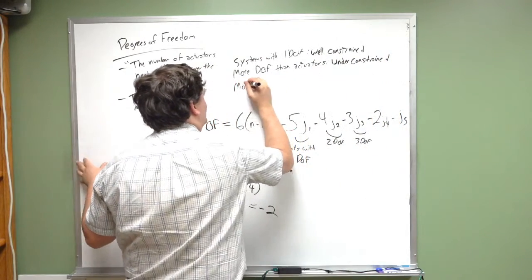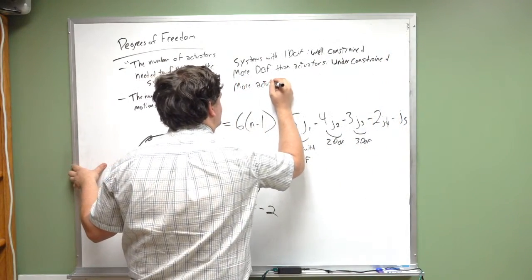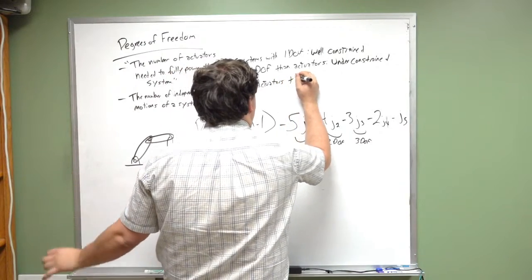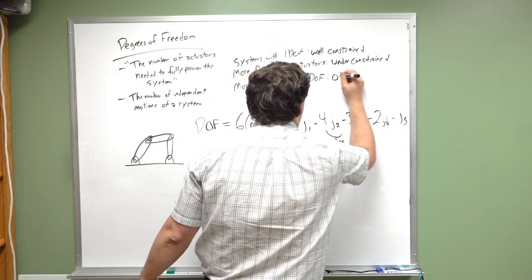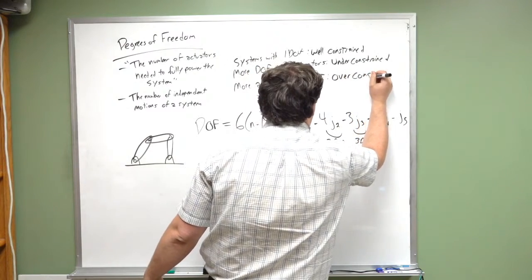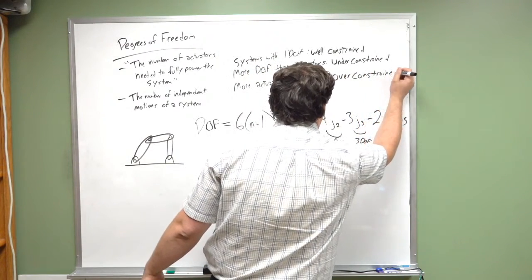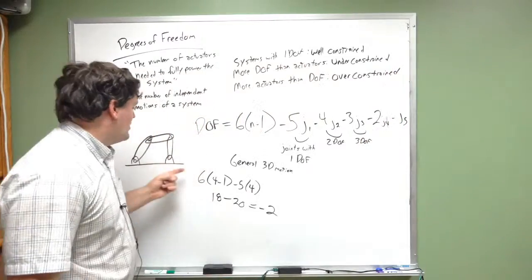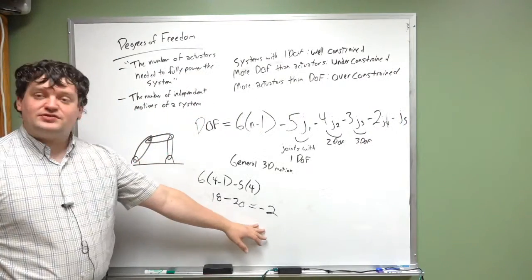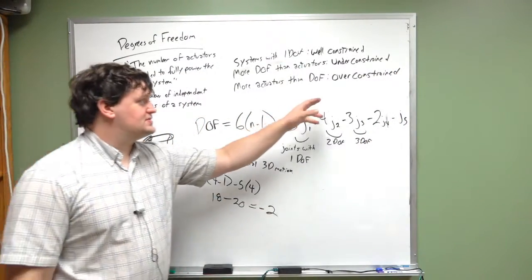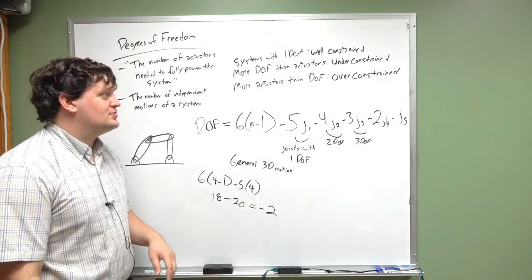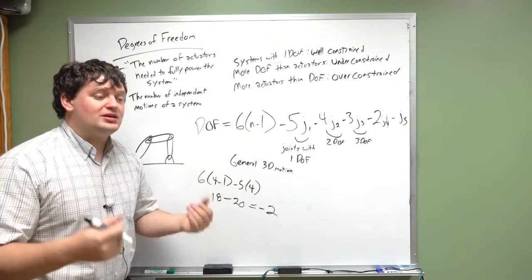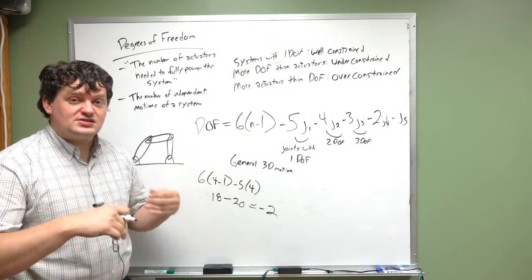If you have more actuators than degrees of freedom, then this is called over-constrained. In this system, we have 1 actuator, and we have negative 2 degrees of freedom. So this is considered over-constrained. In an over-constrained system, what it means is we could eliminate some of our constraints to make the system better.